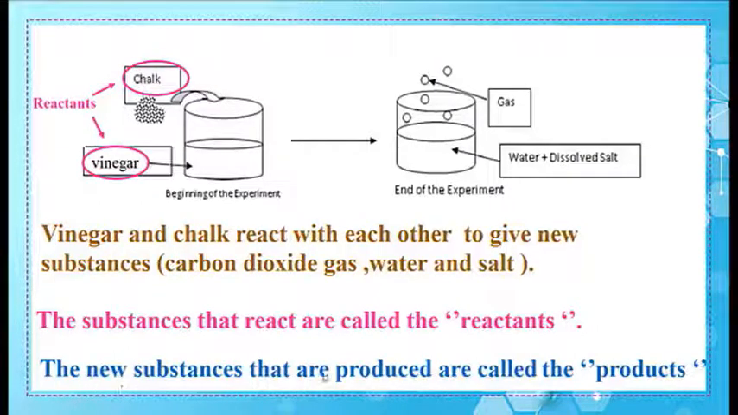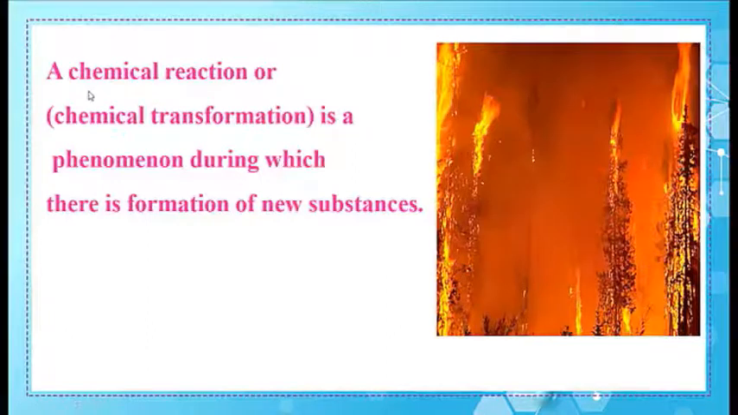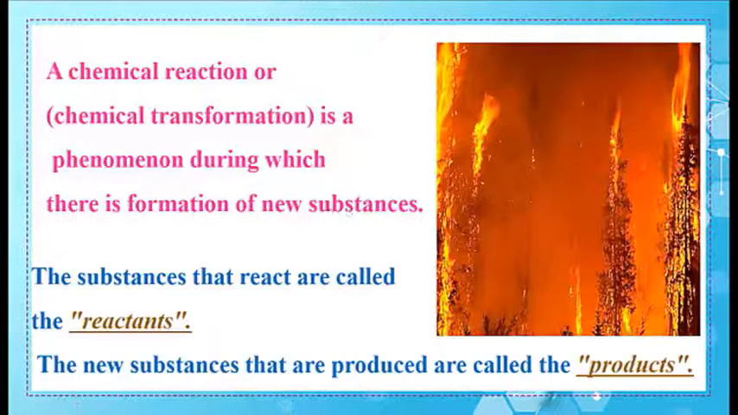And the new substances that are produced are called the products. What are the products? Good. The products are gas, water plus dissolved salt obtained at the end of the experiment. Then a chemical reaction or chemical transformation is a phenomenon during which there's formation of new substances. The substances that react are called the reactants, and the new substances that are produced are called the products.